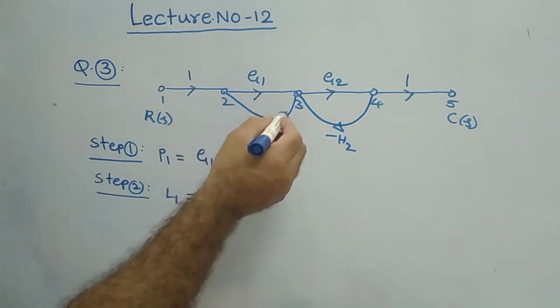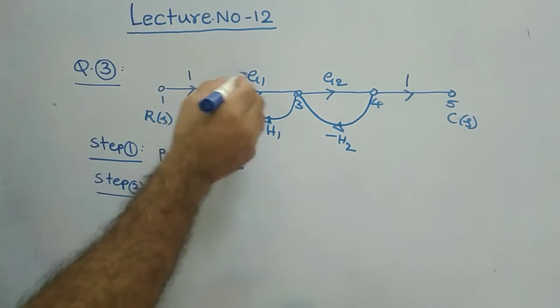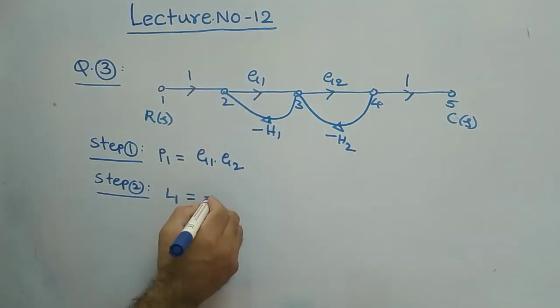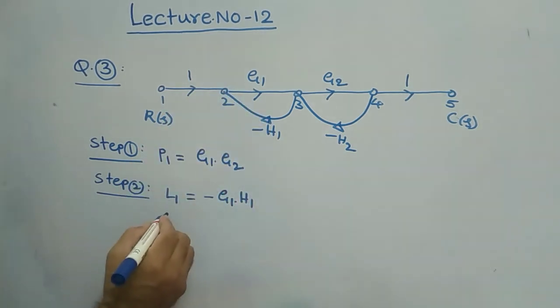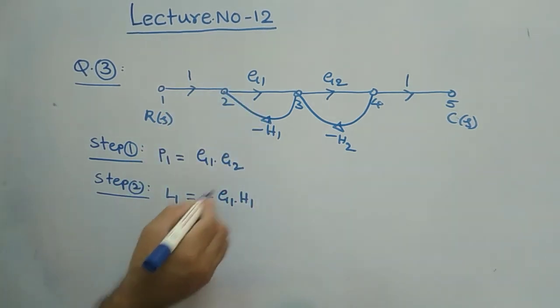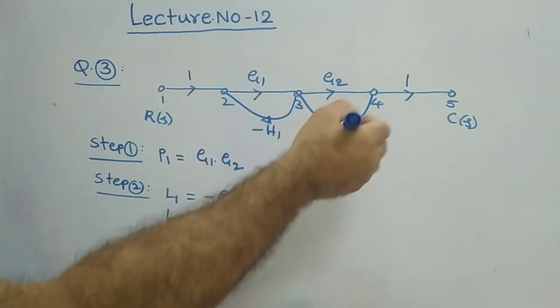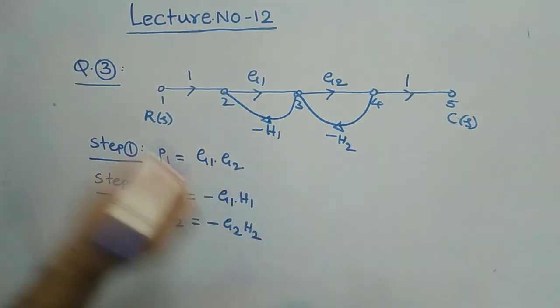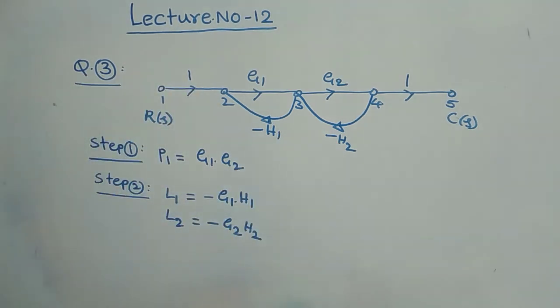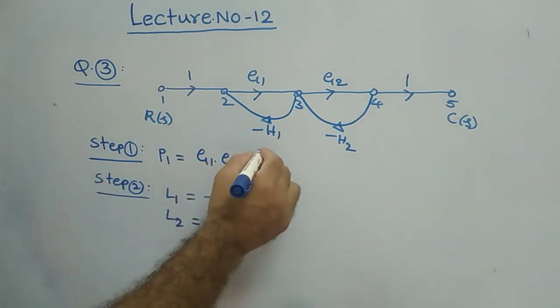What are the individual loops here? This is one loop basically, G1 into H1, that is minus G1 H1. And what is another loop? There is another loop also, this one, G2 into H2, minus. Minus is there, no? You have to write minus. Only two loops are there. Next, coming to step number 3.